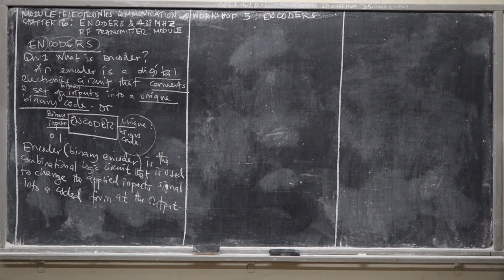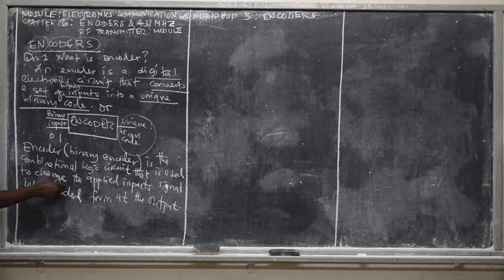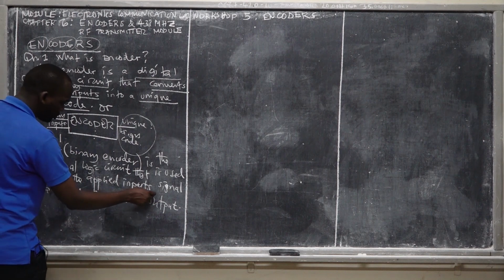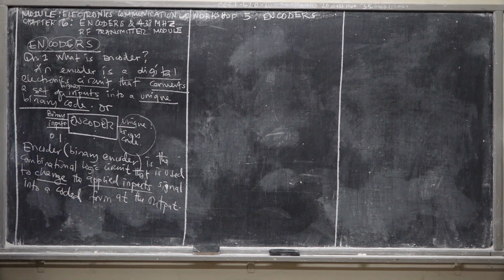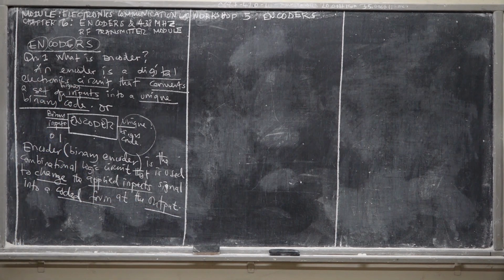So encoder or binary encoder, this is the combinational logic circuit that is used to change what? The applied input signal into what? Coded form. At what? At the output. So these are the two ways that we may define the word encoder.